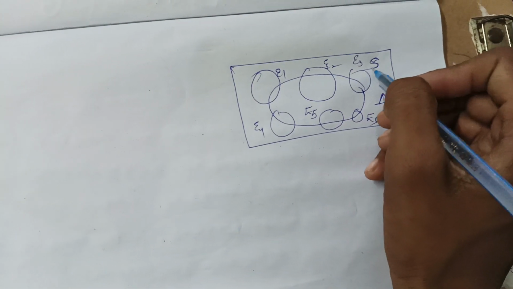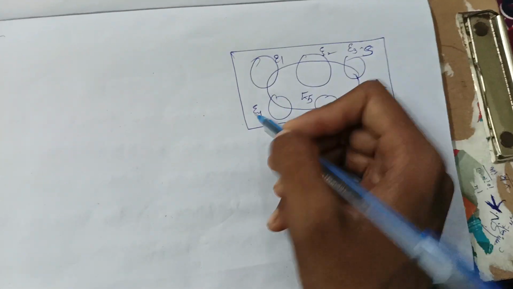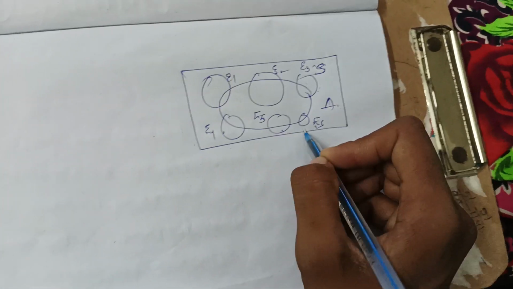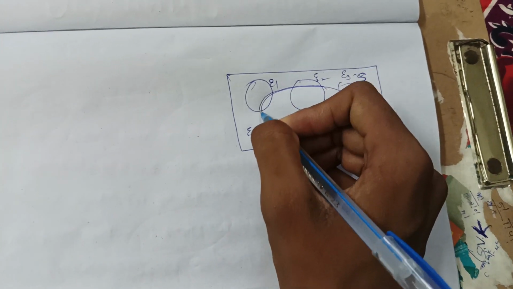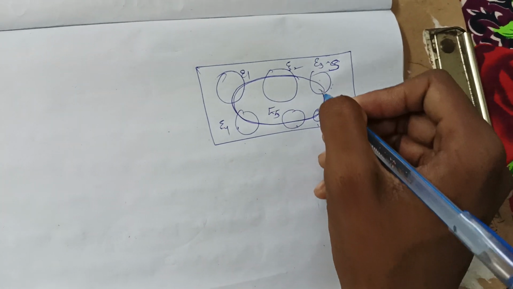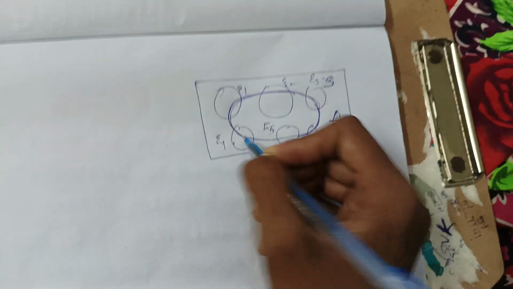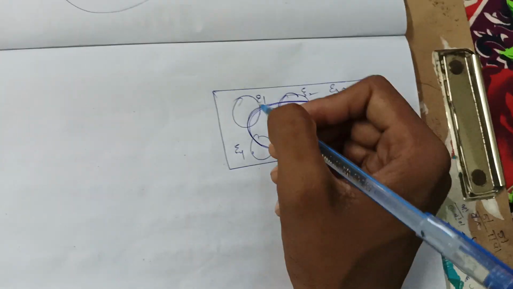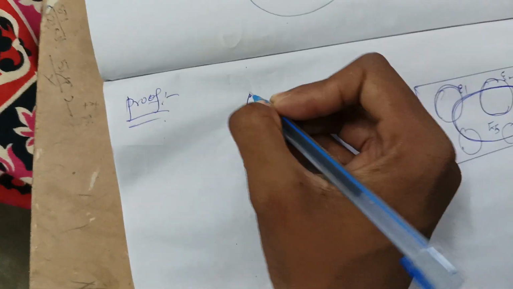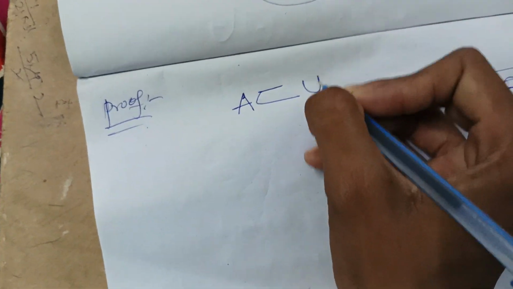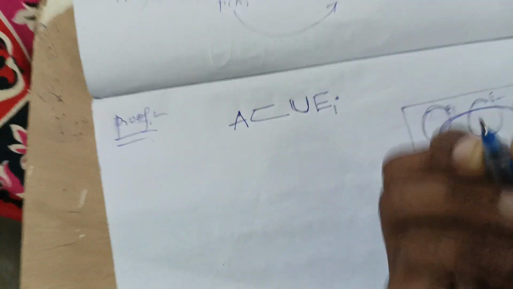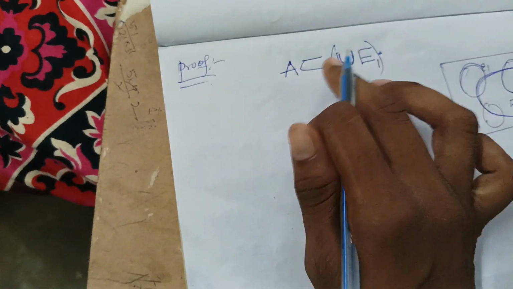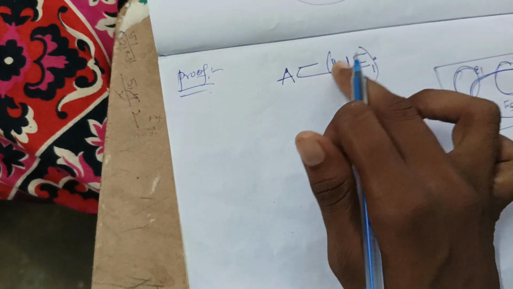Let us take the sample space. Let E1, E2, E3, E4, E5, E6 be mutually disjoint sets. That means there is nothing common to all these events. So A is the arbitrary event that is intersecting all these mutually disjoint sets. So A is the subset of the union of these events, the union of the mutually disjoint sets, and A is the subset of union of Ei.